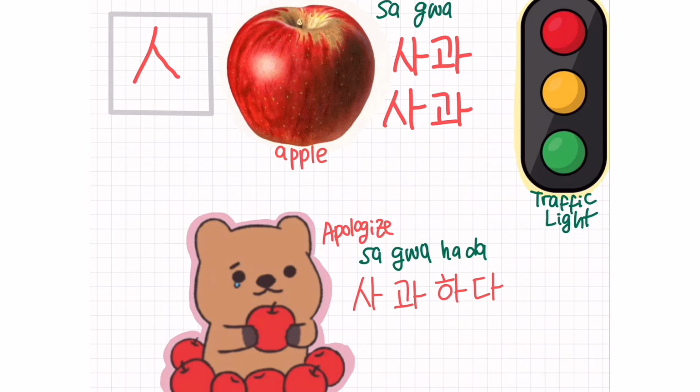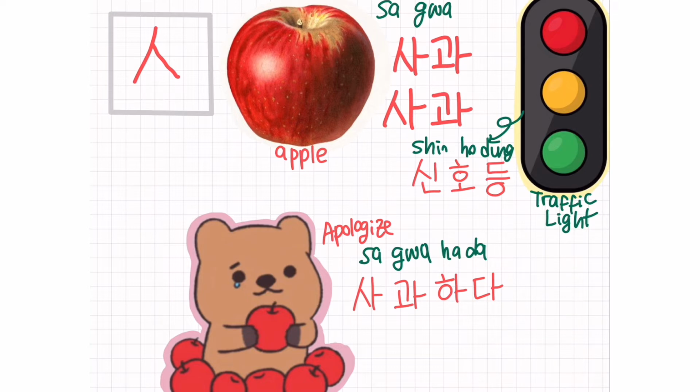Alright, so the next one I have here is traffic light. Now, traffic lights, it's called 신호등 in Korean. 신호등. I'm going to write it over here. 신호, 등. 신호등.